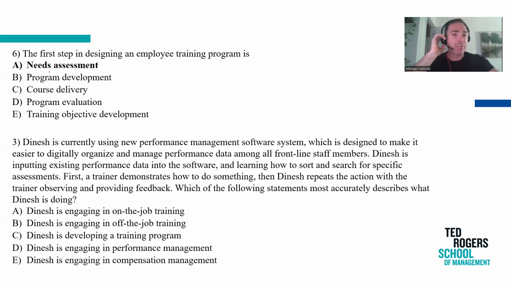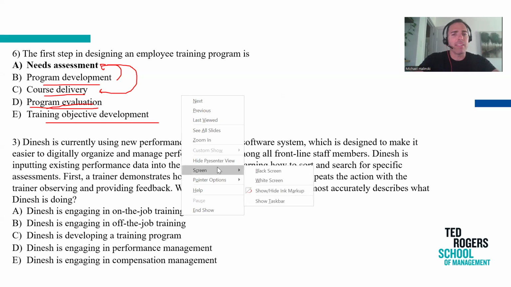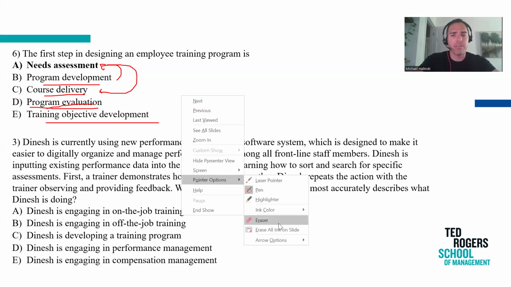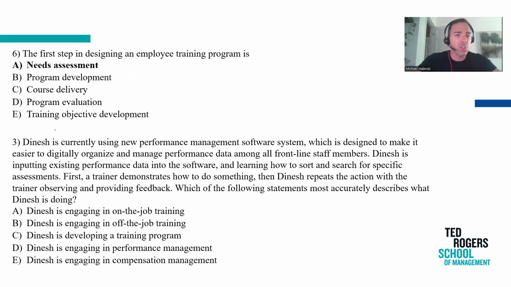Program development comes after. So you're trying to develop the program that you've established based on the needs assessment. Course delivery is how you're going to deliver it, like on the job training, classroom delivery, e-learning, those types of things. Again, you need to figure out what you're training in order to leverage certain courses or styles of methods of teaching. Program evaluation is the last step. Once you've done all this work, you've got to evaluate it. And then training objective development, I think I just made that up. That doesn't really make any sense, so that's definitely not correct. How do I erase all this stuff? Okay. All right. Question 2.